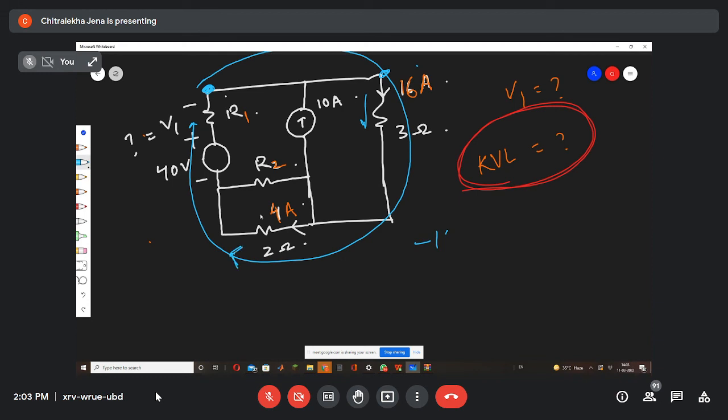Okay, what is my equation? Look at my board, all of you. Minus 16 multiplied by 3, because I am traveling in the same direction as that of the current. Minus 4 into 2. This is a battery source. It is plus minus. So plus 40 minus V1 is equal to 0.